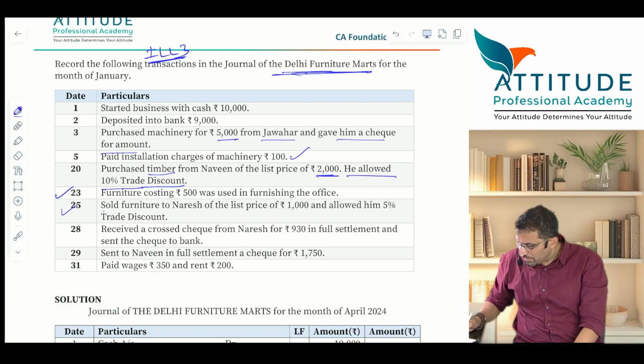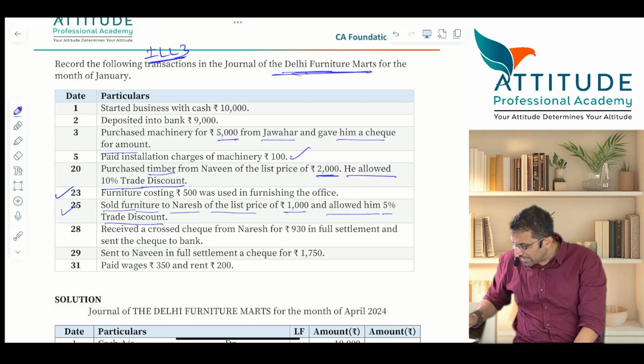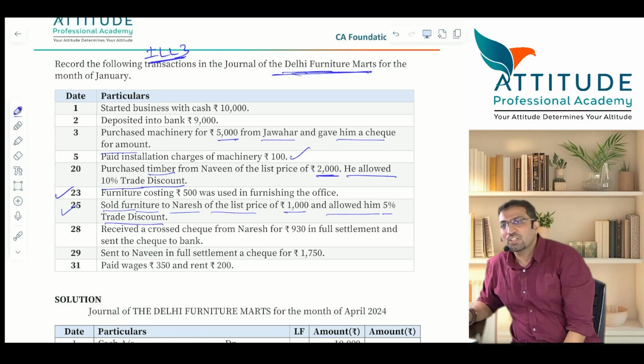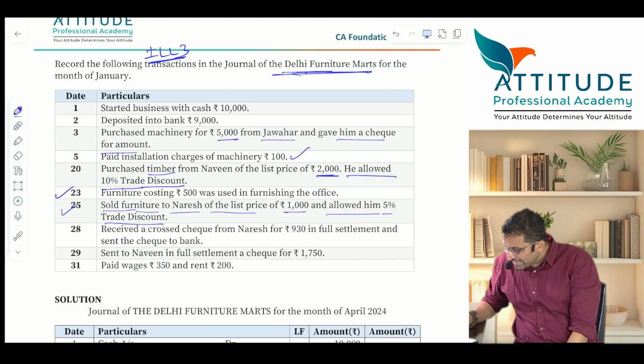Sold furniture to Naresh of the list price 1000 and allowed him 5% trade discount. Again trade discount. So should trade discount be recorded or not recorded? Now tell me, what is the list price? 1000. 5% will be 50 rupees. From 1000 you deduct 50 rupees, you get 950. You should record the entry for 950.